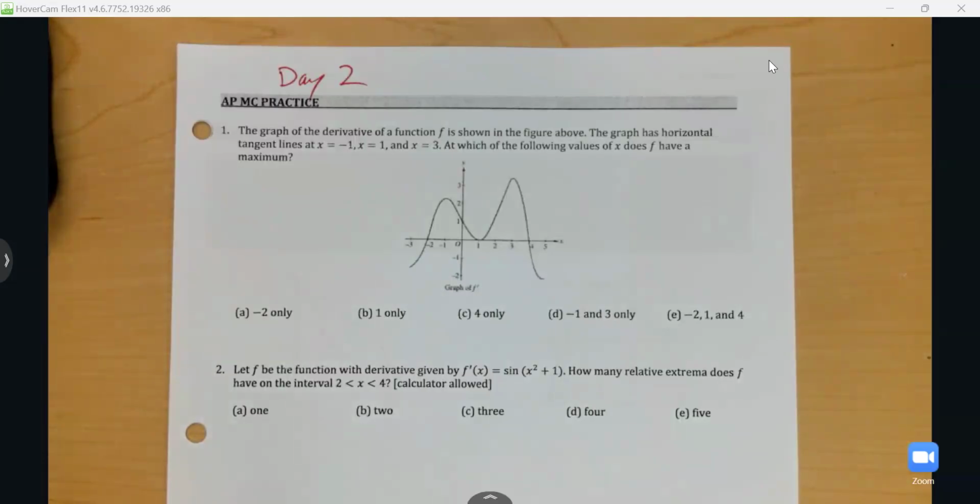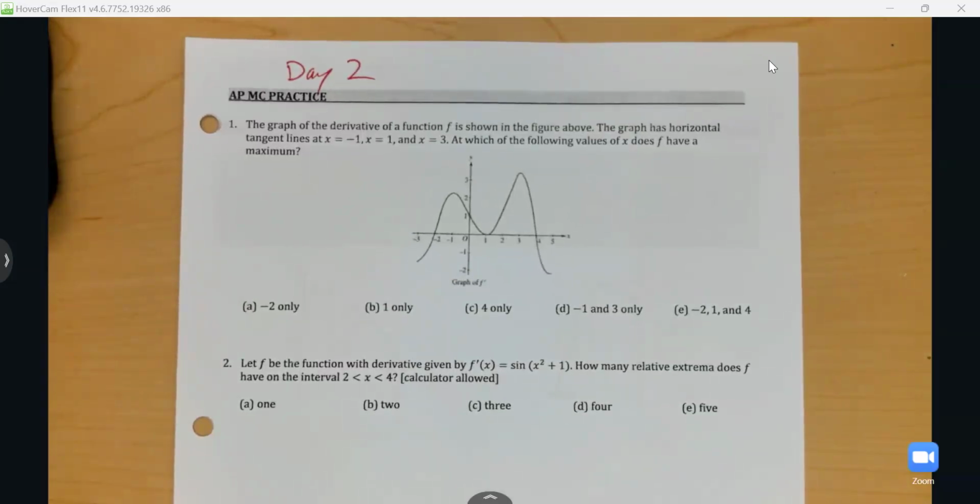This is Mr. Yu here, about to go over the second day of Unit 4. Today's objective is to go over determining absolute maxima and minimum, and also about the extreme value theorem. But what we're starting off here is our warm-up from day 1.